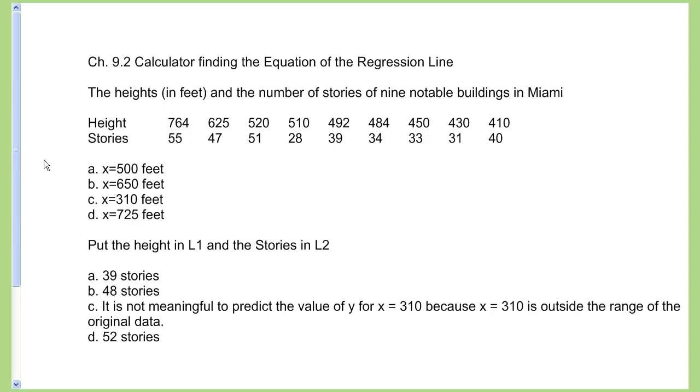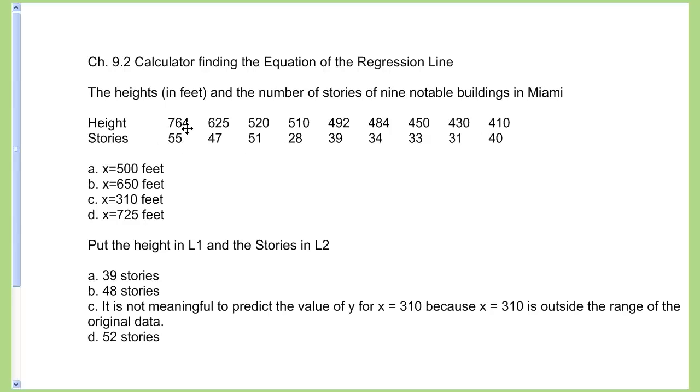This is chapter 9.2, using a calculator for finding the equation of the regression line. So here's what you're going to do. You're given the heights in feet and the stories that some buildings in Miami have. So there are 9 buildings listed here.